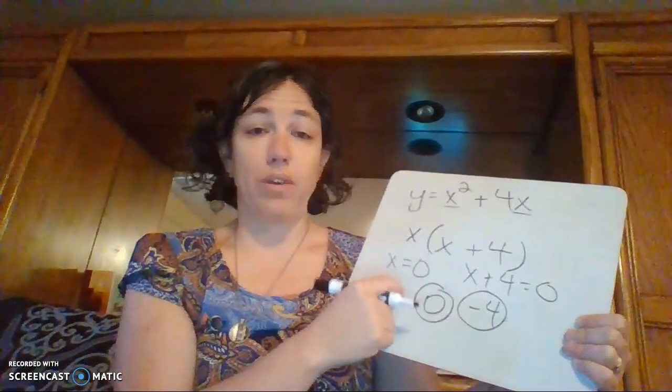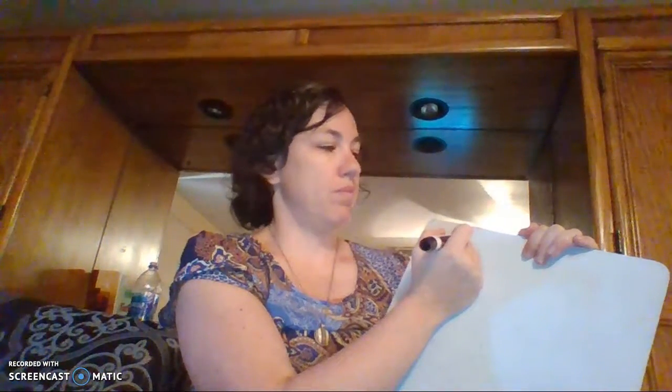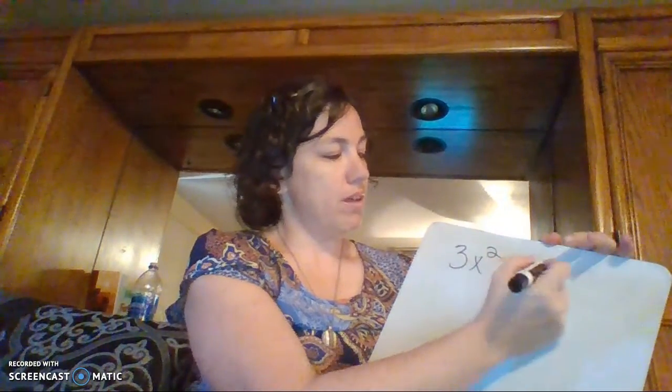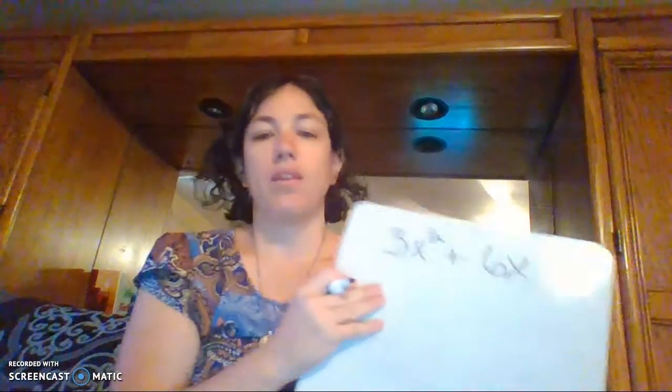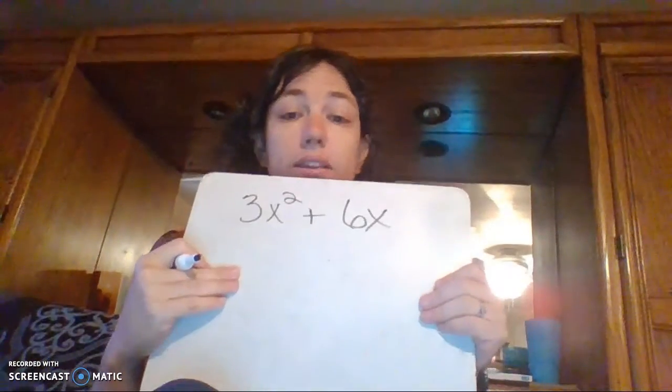I'm going to show you another one like this, and then I'm going to show you a different method, another situation. These are kind of your special situations with factoring. Okay, so let's say we have 3x squared plus 6x. Same kind of thing.